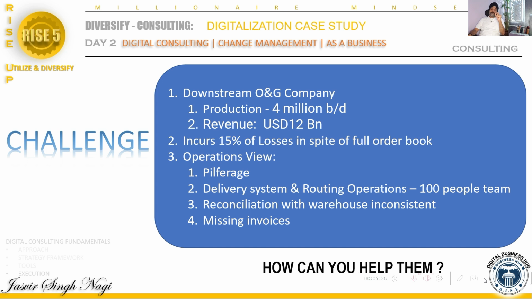With that said, it's a downstream oil and gas company out of the Middle East. It produces about 4 million barrels per day of oil. Its revenue is upwards of 12 billion, which would have increased by now, and it incurs about 15% loss. This is what they observe: they're incurring 15% loss in spite of a full order book. So their thinking is there is some operational issue coming into play, and the operational issue according to them is that there's pilferage happening to some extent from the oil distribution.